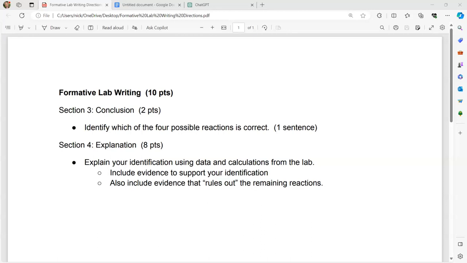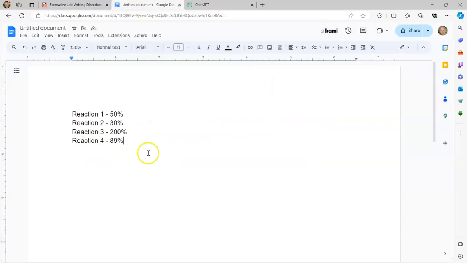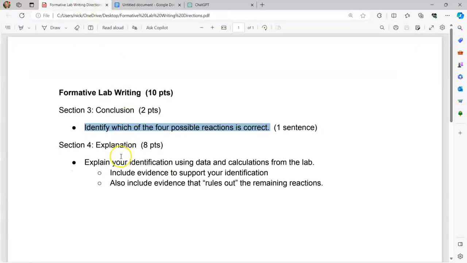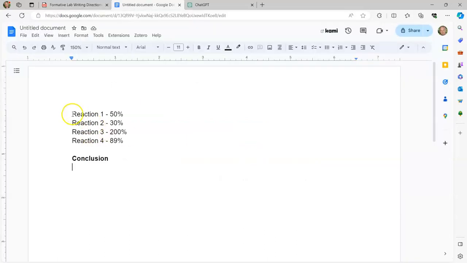So again, at this point, I'm going to assume that you have the calculations done. So for the conclusion, it says, identify which of the four possible reactions is correct. So I have some made up data here for my four possible reactions. Reaction 1, 2, 3, and 4: 50, 30, 200, 89. So for my conclusion, I want to write in one sentence which of the four possible reactions is correct. So let's look at the data here.